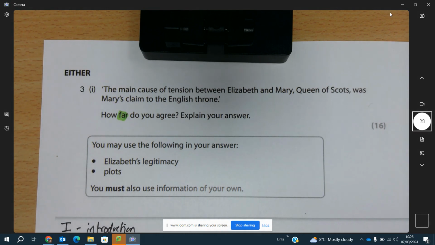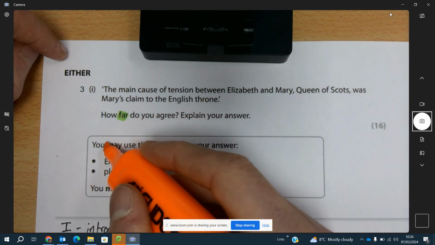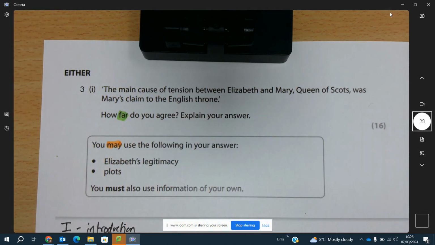Now, once again, we see our suggestion from the exam board here. Just as I said in the last question, for question 2, this is a suggestion. You don't have to use it. I'd much rather read about something that you do know than something that you definitely have no idea what you are talking about. A reminder also that these suggested points are not necessarily whole paragraphs in themselves. They can be points within a greater paragraph. Again, you'll see down here, you must also use information of your own. So therefore that has to go into our paragraphs as well.